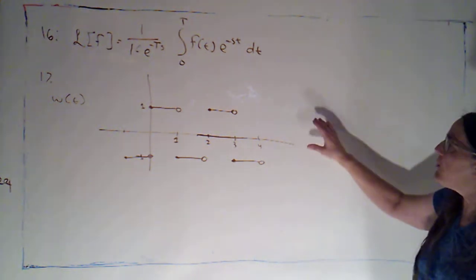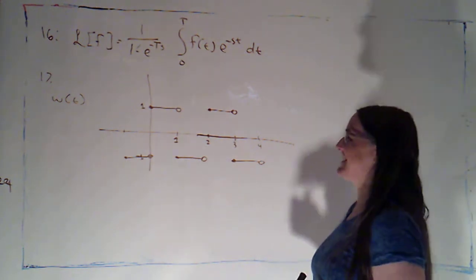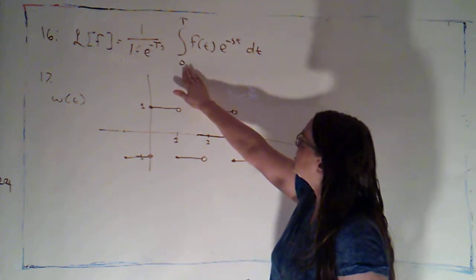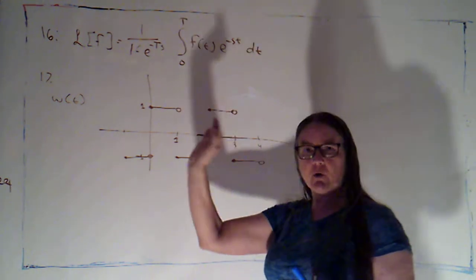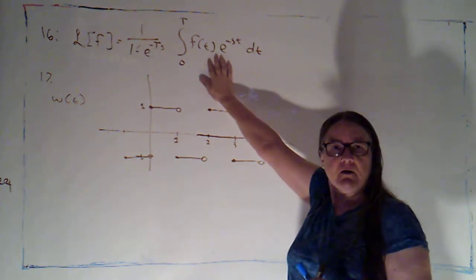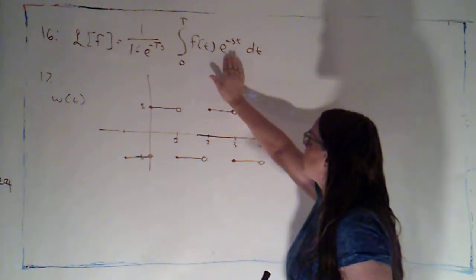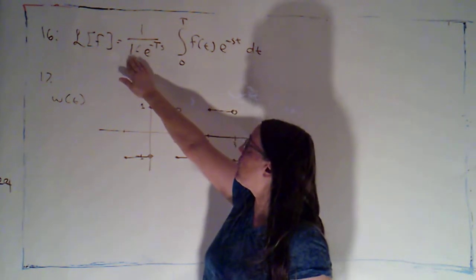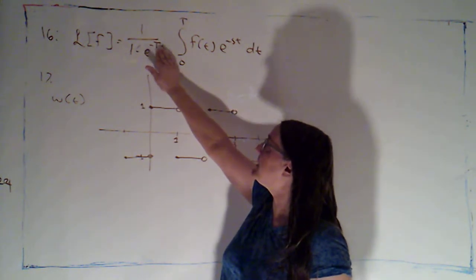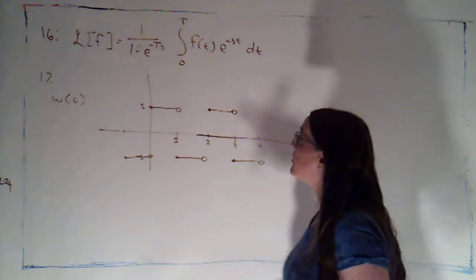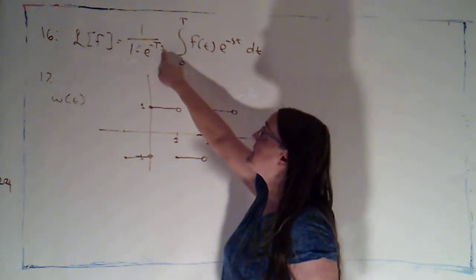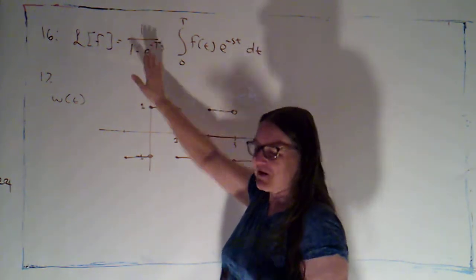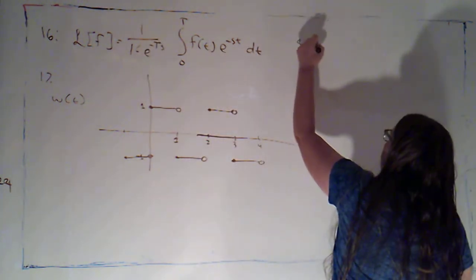Okay, so what we learned in question 16 was that if we had a periodic function and the period was capital T, we could just integrate over one period, from 0 to T, the same thing that we usually integrate from 0 to infinity. So our function times e to the negative st. And then we just multiply that by the reciprocal of 1 minus e to the negative period times s. Kind of cool. I'll just point out, s here cannot be 0. If s was equal to 0, this would be 1 minus 1 on the bottom, and we know we can't have that. So let's just make a note, s isn't 0.